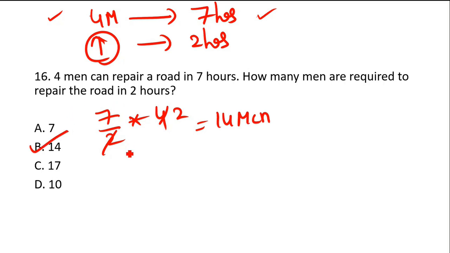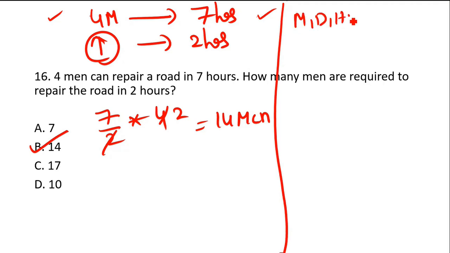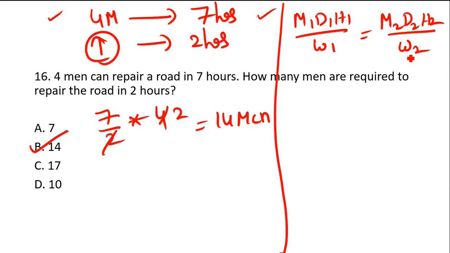Option B, 14. So this can be considered as a time and work question also, like the man-days concept. M1 D1 H1 divided by W1 is equal to M2 D2 H2 divided by W2. So this question is related to time and work or related to ratios and proportions. With respect to direct multiplication and cross multiplication logic, you can get the answer of 14 men. So if you want to solve with respect to time and work, let's look at the explanation here.